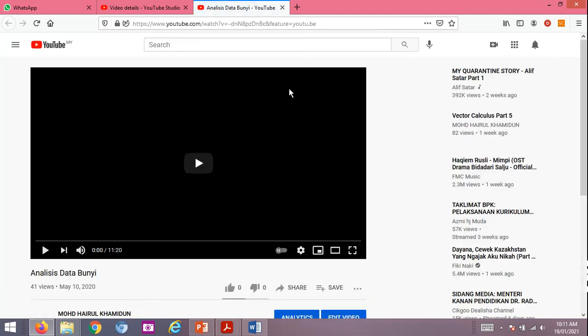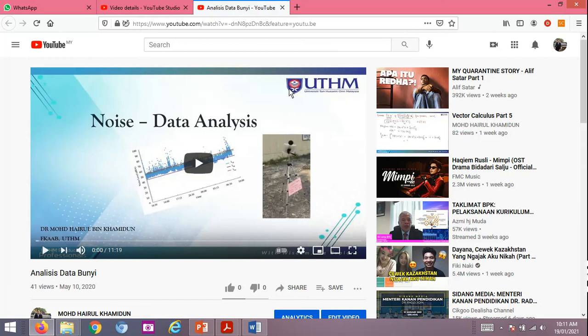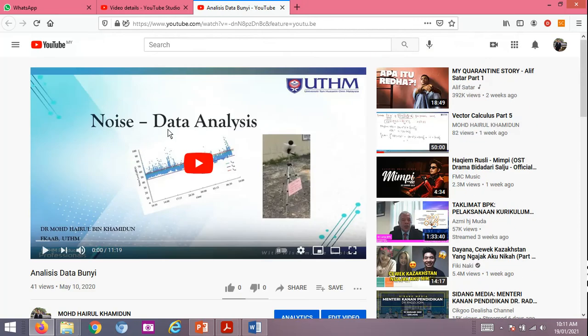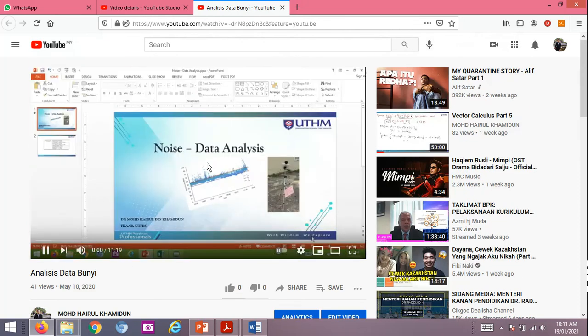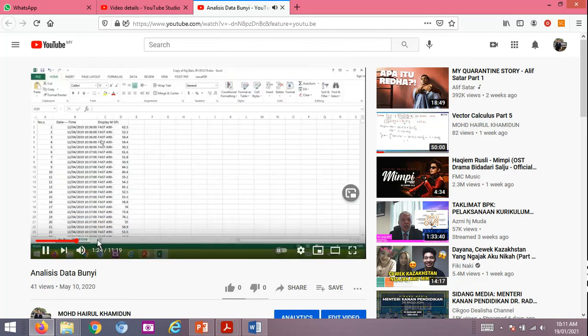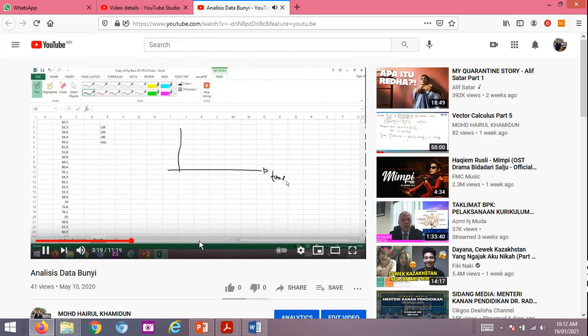For the final exam, tak ada keluar how to compute the noise L10, tak ada keluar how to determine L10, L90 for the test or exam. But this one is just for your additional knowledge, how you can analyze the noise data. From here I have mentioned how you can measure L10 and so on, this one in detail. How you can determine L10 and so on, saya ada explain here. So kalau you nak dapat extra knowledge, you can watch this video.